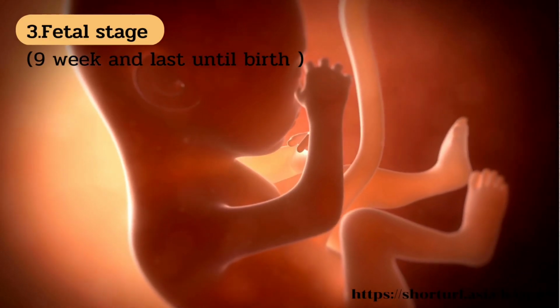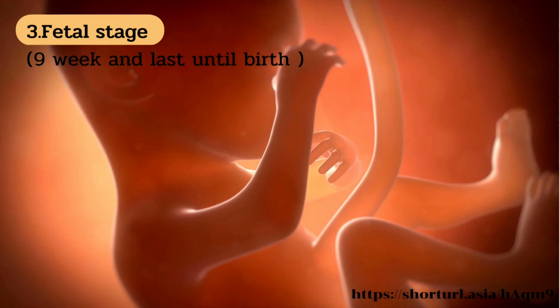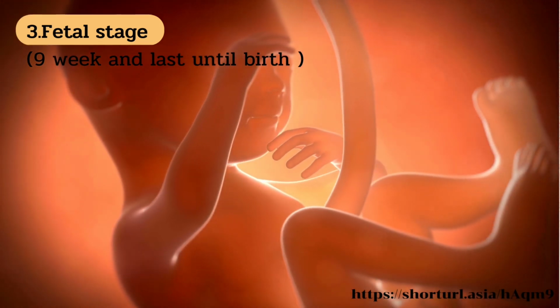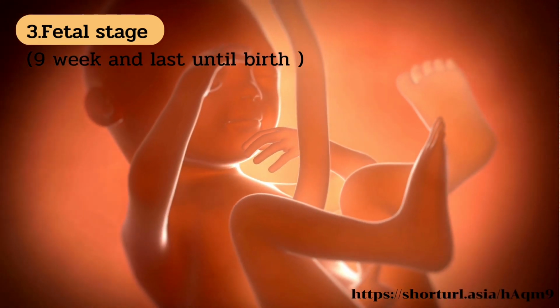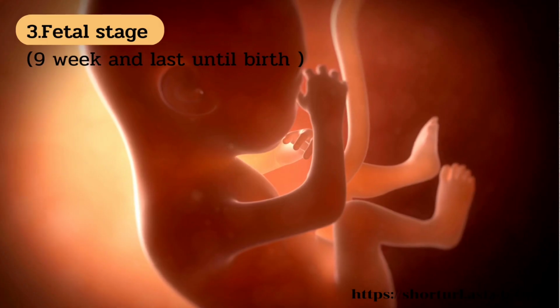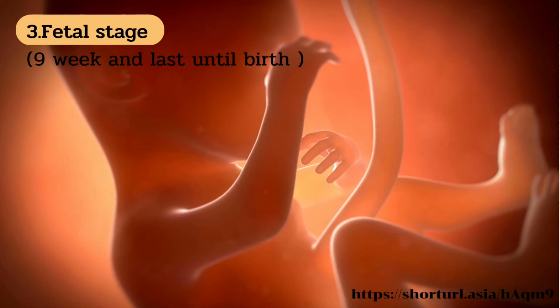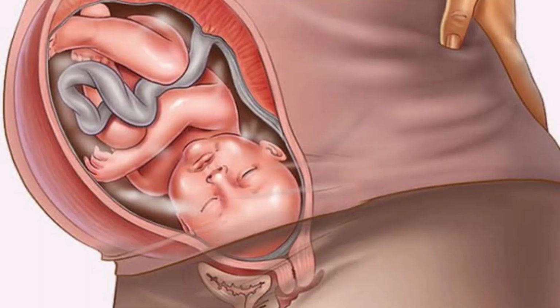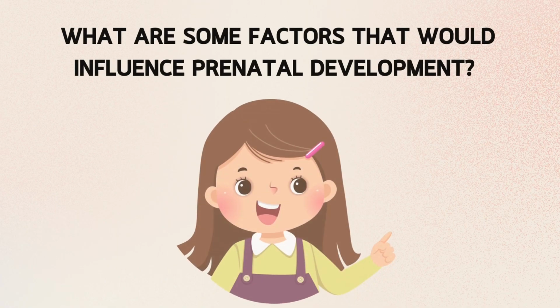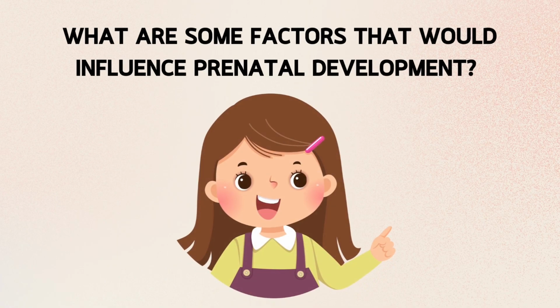The fetal period is the period that follows the embryonic period until delivery. Bone cells begin to appear for the first time around the 8th week. Various parts of the body develop in all aspects until they are fully formed. Of course, people who are pregnant will have prenatal risk factors. What are some factors that would influence prenatal development?